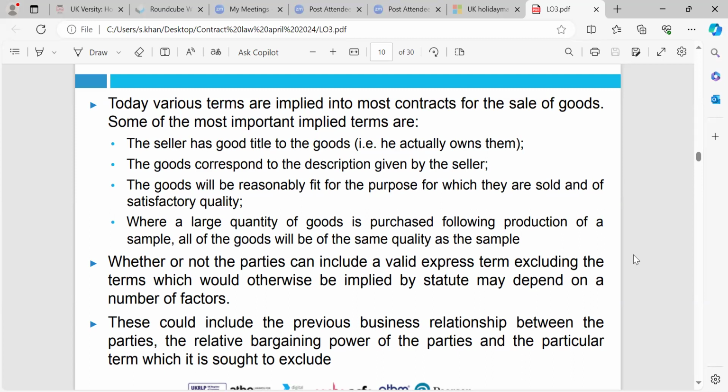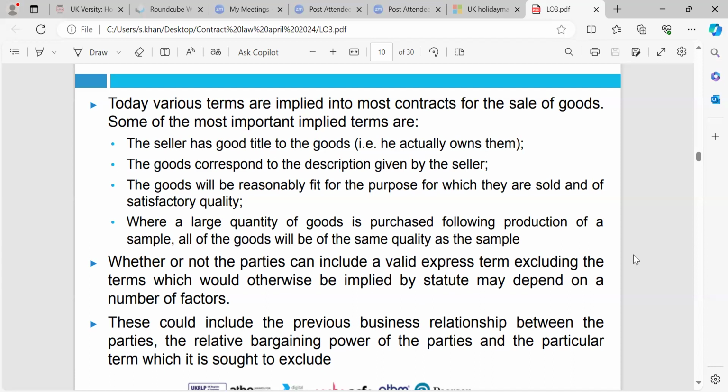The goods will reasonably be fit for the purpose for which they are sold and of satisfactory quality. So if you're buying a Hoover, you expect it to hoover your carpet and clean everything up, not to fail to do that. Where a large quantity of goods is purchased following production of a sample, all of the goods will be of the same quality as the sample. So everything should literally be the same.